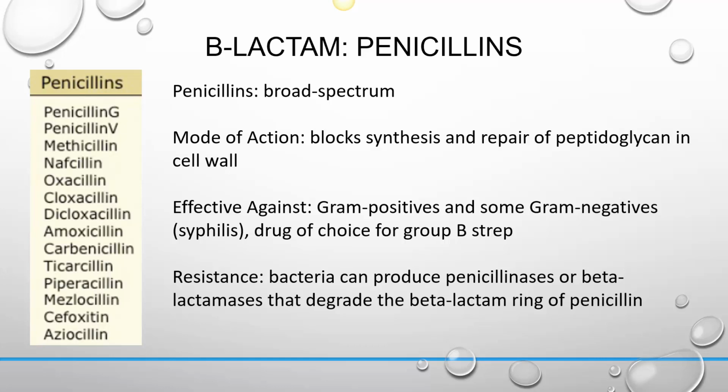Resistance. Bacteria can produce penicillinases or beta-lactamases that degrade the beta-lactam ring of penicillin. So penicillin has this beta-lactam ring. It's a ring-like structure that can affect the synthesis and repair of peptidoglycan. Some bacteria have developed these little enzymes that can break that apart. So if you put penicillin near it, they secrete the enzymes, and the enzymes chop up the antibiotic, and then obviously the antibiotic is no longer functional.